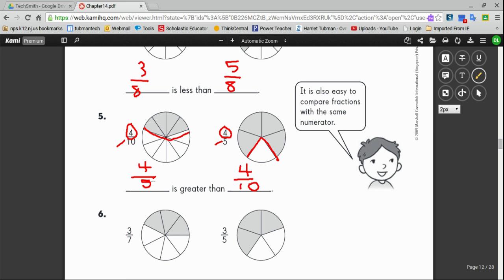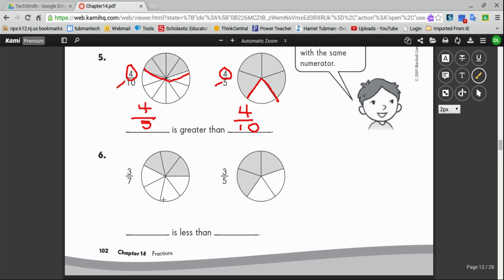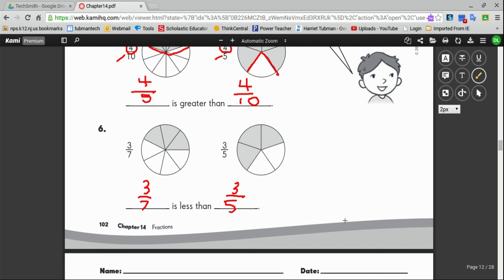So over here, we have it broken up into 5 pieces, and we're covering 4 out of that 5 pieces. Here, we have the pie broken up into 10 pieces, and we're only covering 4 out of the 10 pieces. So again, here's 3/7, here's 3/5. So we know that 3/7 is less than 3/5. All right, and that's page 102.